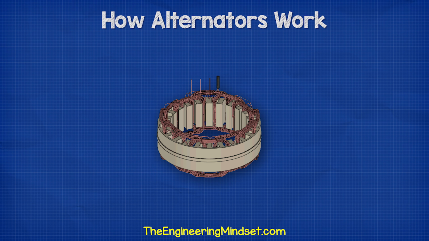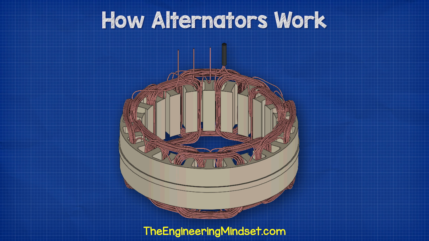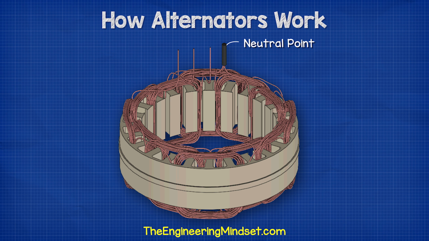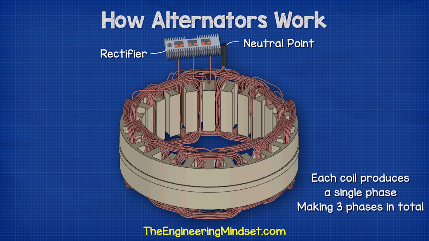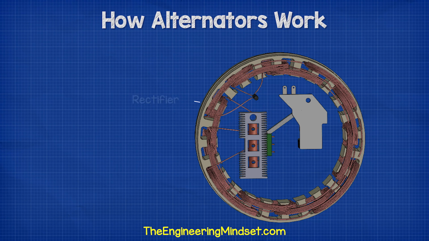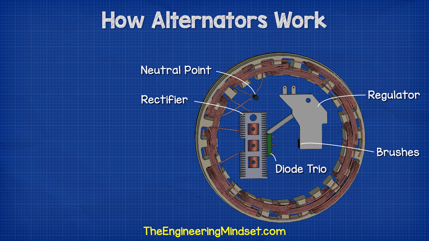One end of each coil is connected together to form a neutral point. This is a star configuration. Each coil set will produce a single phase of AC electricity, providing 3 phases in total. The other end of each coil passes through the case and attaches to the rectifier. The alternator produces AC, alternating current, but the battery and the electrical devices of the car need direct current. So the rectifier is going to convert the AC into DC electricity.